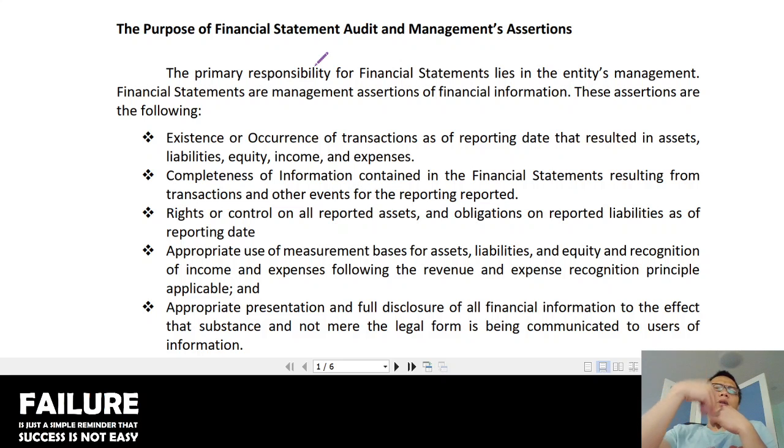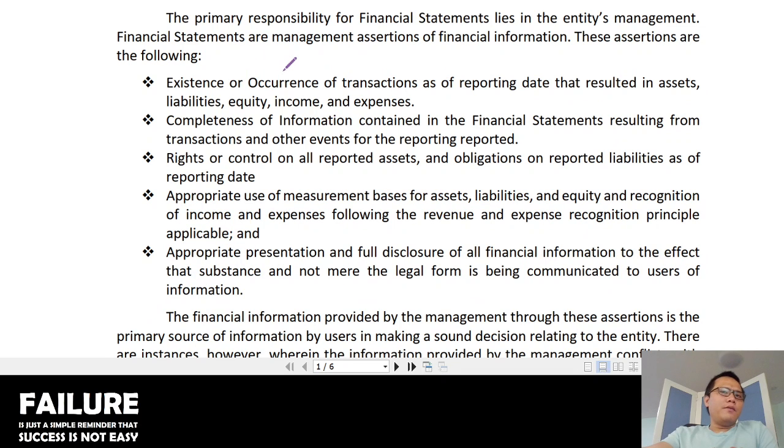Okay? So ano ba tong mga ina-assert, or what are the assertions of management in regard to financial information, no? So we have this in general 5 assertions. Okay? Kumbaga, ito yung sinasabi ng management pagdating sa financial information. Okay? So, ang discussion natin sa audit, everyone, is basically, we will start with the discussion on assertions, no? On management assertions. Because again, basically, the purpose of audit is to check if this information or these assertions by the management is fairly presented.